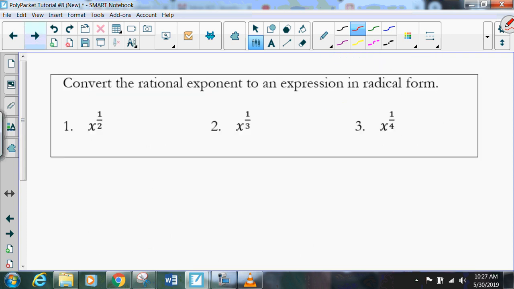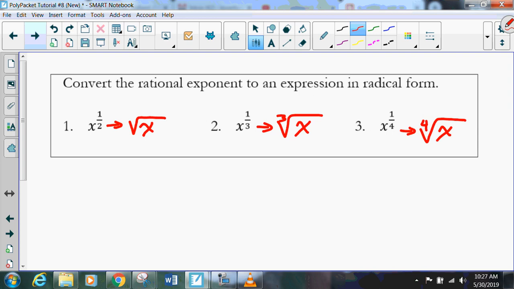All right, so let's see. Convert the rational expression to an expression in radical form. So now we're going to go back. So we're really just, once again, practicing how to go from one form to the next. All right, when we see x to the 1/2, totally different than x squared, right? X to the 1/2 is the same thing as square root of x. What do you think x to the 1/3 is the same thing as? That's right, we're just going backwards. We know this, the cube root of x. And then x to the 1/4, if we're going to switch it to radical form, is the 4th root of x. All right, good to know.